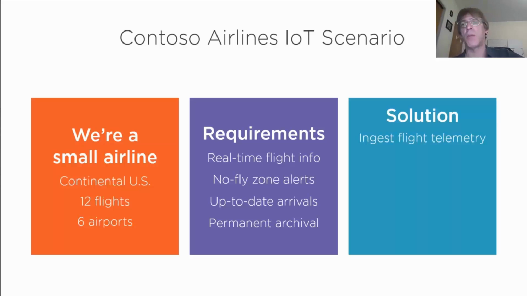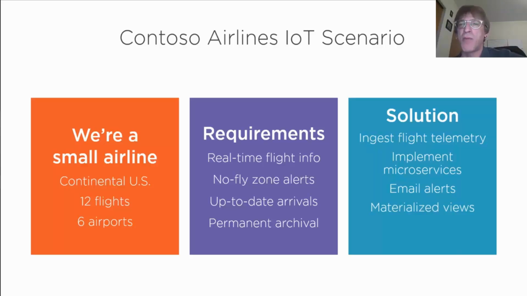So our solution is, well, I'm going to show you how we first of all ingest that flight telemetry, and then we're going to implement microservices, as you might have guessed, to give us those email alerts when a plane enters a no-fly zone, to give us materialized views that make it efficient and cheap to query against what really is a huge volume of data, especially when those queries are fast and furious and frequently invoked by a large number of clients. And we're going to solve our permanent archival requirement by offloading data to blob storage, cold storage.